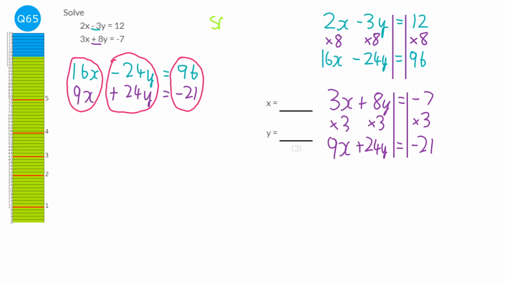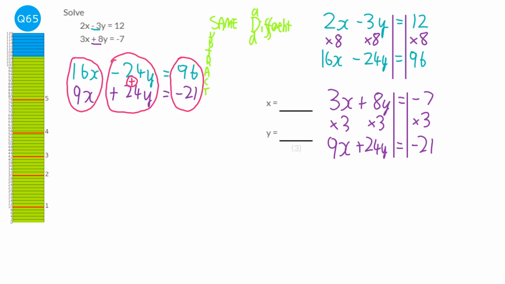If the signs are the same, we're going to subtract. If they're different, we're going to add. So S in the same is S in subtract, the D in the different is the D in add. Well, looking at them, they are different because the first one's a negative 24, the second one's a positive 24. So we are going to be adding.